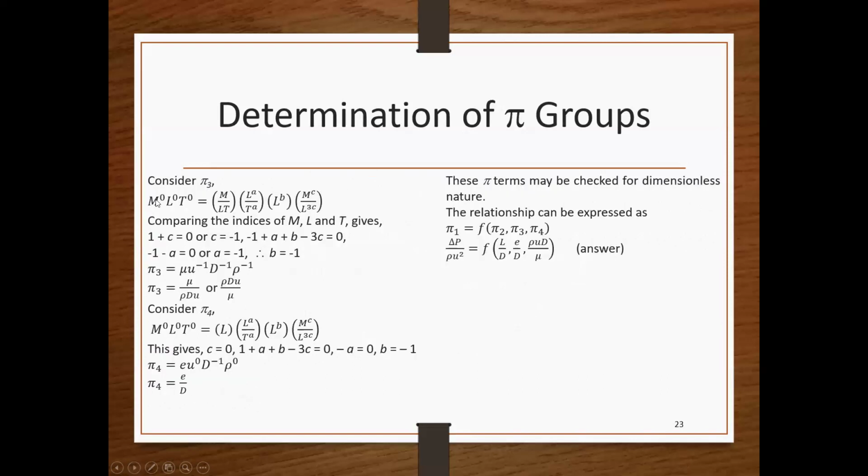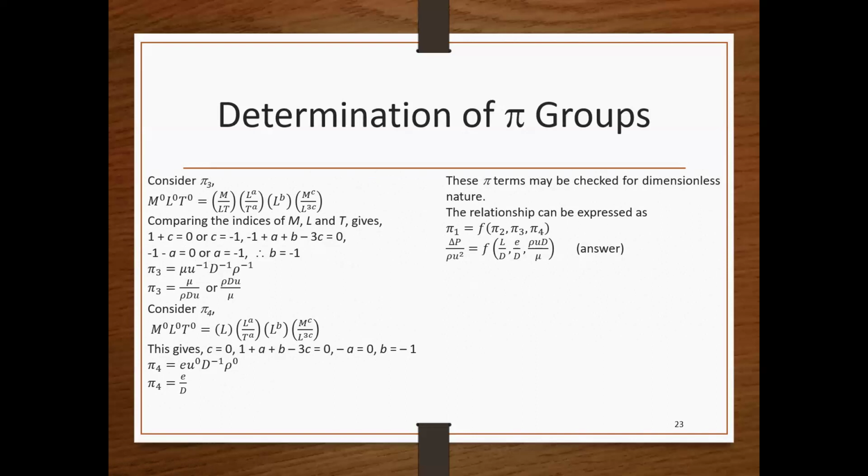Again, consider pi 3. M^0 L^0 T^0 is equal to M over L T, times L^A over T^A, times L^B, times M^C over L^3C. Comparing the indices of M, L, T gives 1 plus C is equal to 0, or C is negative 1. Then negative 1 plus A plus B minus 3C is equal to 0, and negative 1 minus A is equal to 0. So A is negative 1, therefore B is negative 1. So pi 3 is equal to mu, U to the negative 1, D to the negative 1, rho to the negative 1. So pi 3 is equal to mu over rho U D, or rho U D over mu. That is, its reciprocal is the Reynolds number.